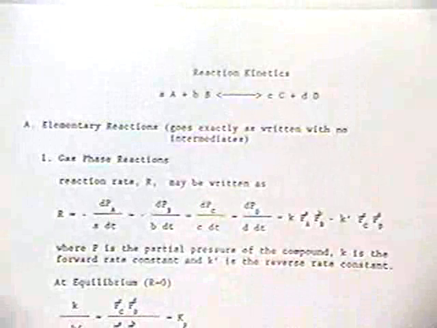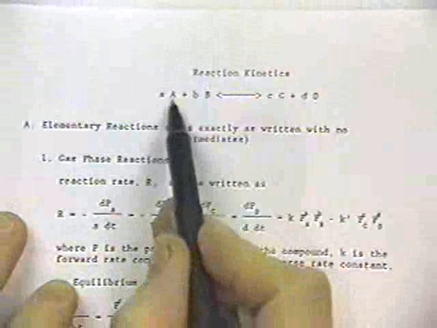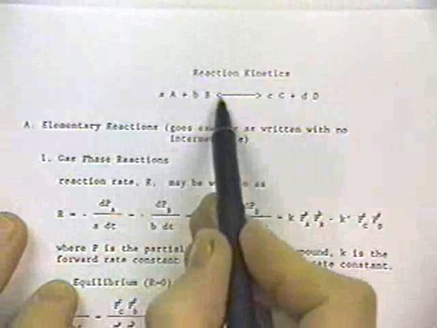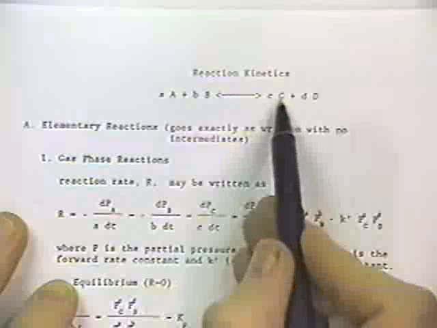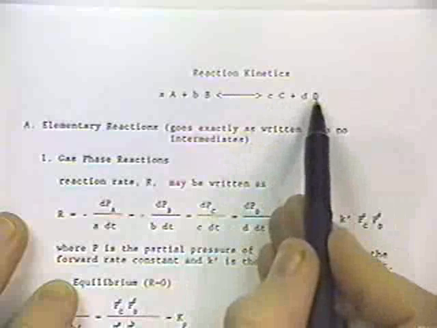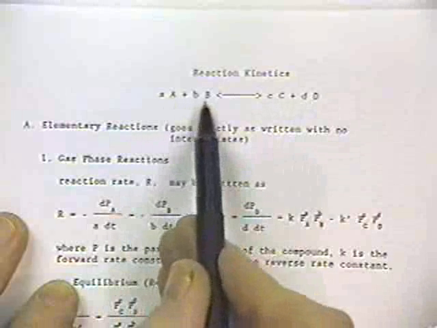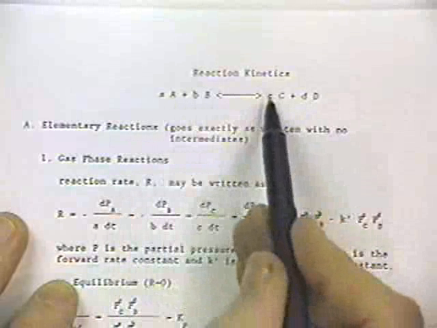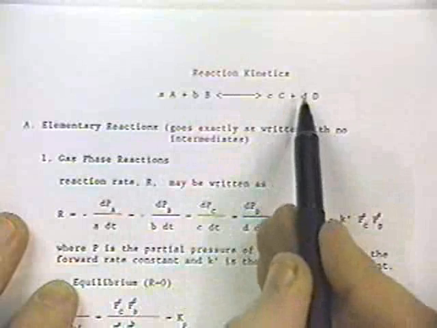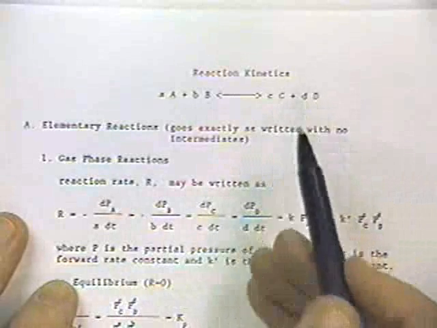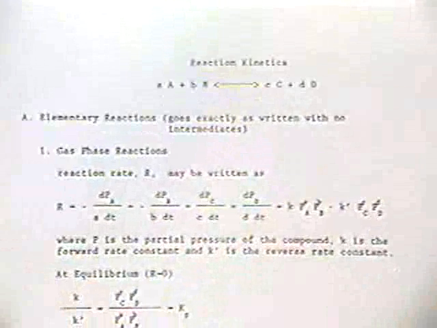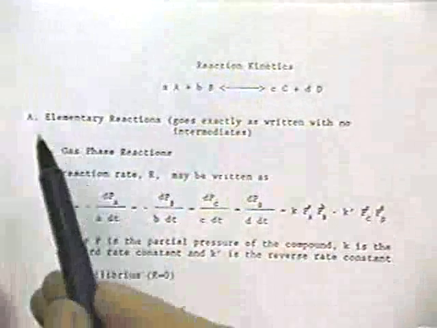Okay, we're going to be talking about yet another topic, which is reaction kinetics. And the idea is we have species A and species B reacting to form product C and product D, and we have a moles of A, b moles of B, forming c moles of species C and d moles of species D. Now we have a number of scenarios here.